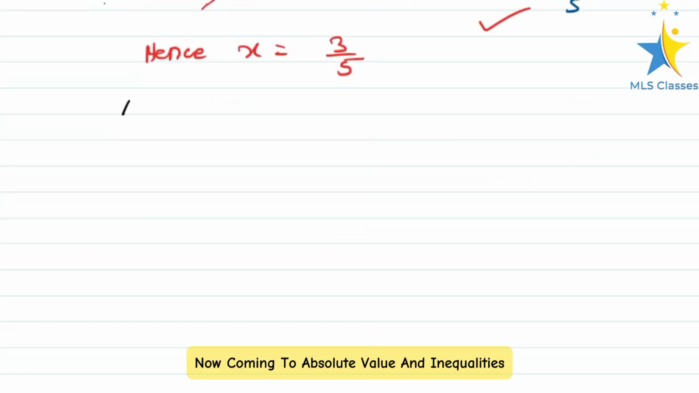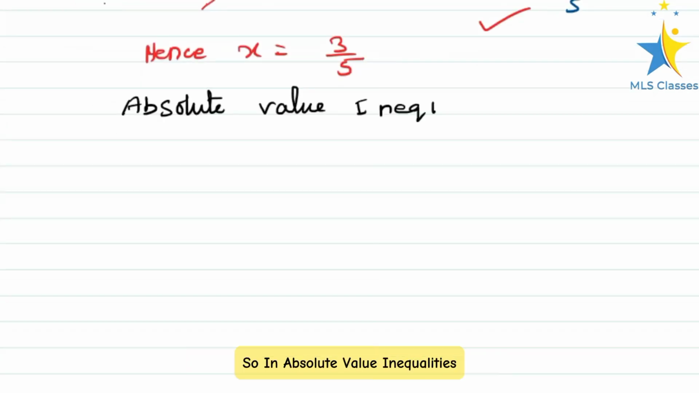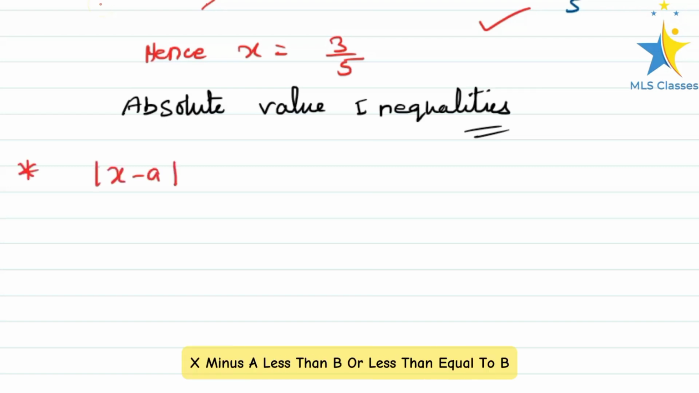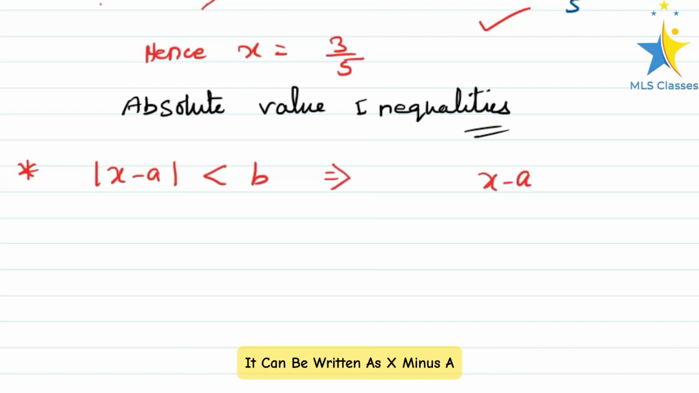Now coming to absolute value inequalities. In absolute value inequalities, we only have to remember two things. They are just like formulas. First, if it is absolute value of x minus a less than b, or less than or equal to b, it's the same for both. So it can be written as x minus a greater than negative b and less than b.